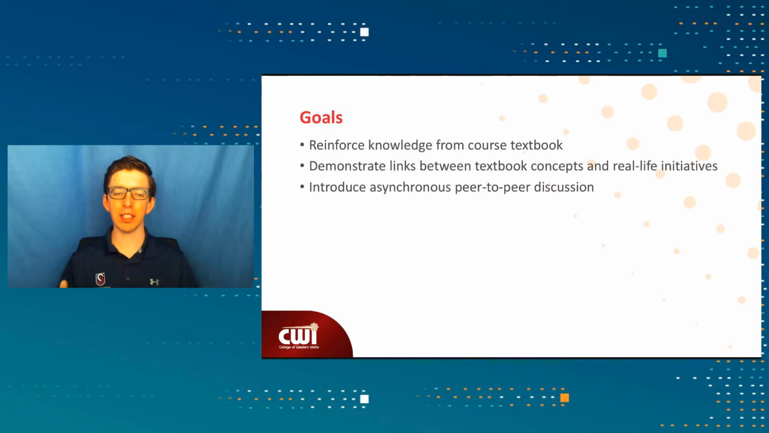So what this looks like for us, as we said, our goals are threefold. First of all, reinforce what we have learned from our book that week. Number 2, get them to demonstrate a link between, I read about this in our book, to, here's what's actually occurring in real life right now. And then finally, get them to start to think about how do I engage in this peer-to-peer format in an online course where I don't actually see another person.